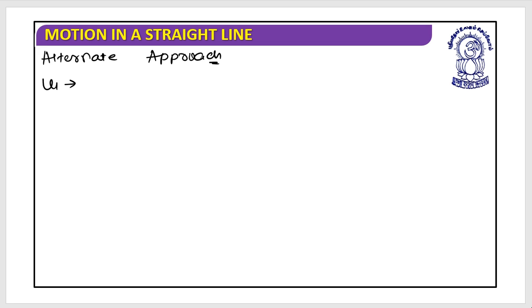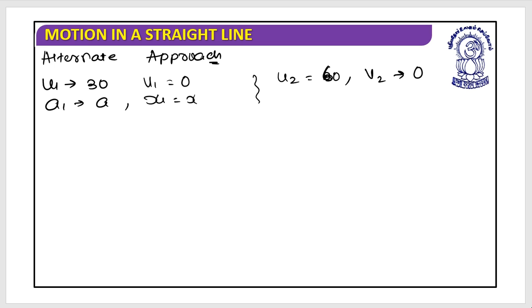Let me write this again. u1 is equal to 30, v1 is equal to 0, the acceleration, that means retardation, is a, and the distance is x. In the second case, the initial velocity is 60, the final velocity is 0, the retardation is the same, it's a, and the distance traveled is what I require. Now I know that my master formula is v square minus u square is equal to 2 into a into x.